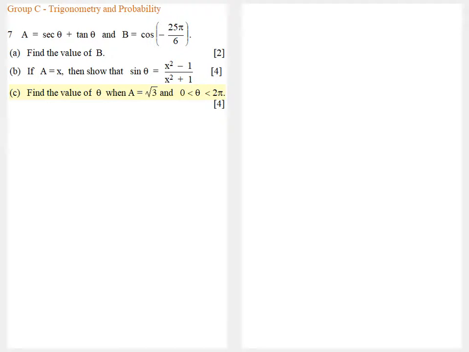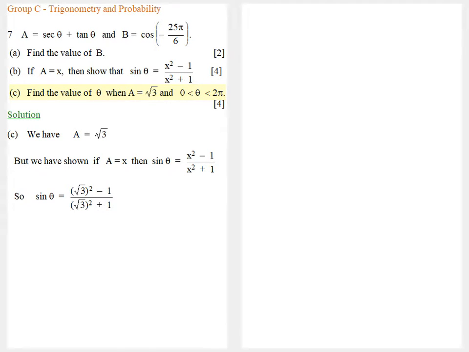Now in part C, we have to find the value of theta when a is equal to the square root of 3 and theta lies between 0 and 2 pi. Well, to solve this, we have a is equal to the square root of 3. But we've already shown that if a is equal to x, then sine theta is equal to x squared minus 1 over x squared plus 1. So if we substitute the square root of 3 in the place of x, we get sine theta is the square root of 3 all squared minus 1 over the square root of 3 all squared plus 1.